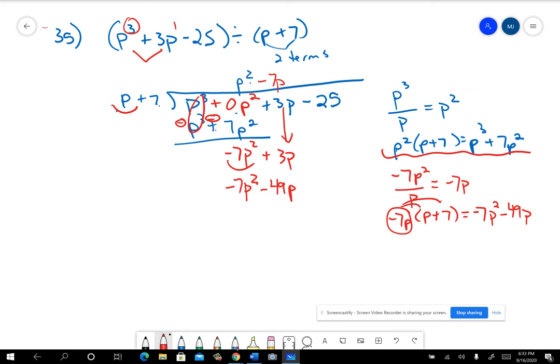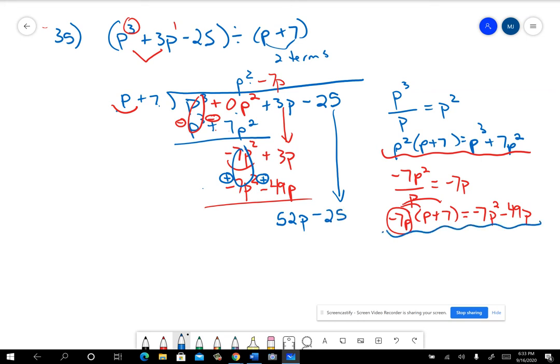Now we're getting ready to do the subtraction step. So that's when we're going to change the signs, because subtracting negative 7 would be adding. Subtracting negative 49 would be the same as adding 49p. So then the negative 7p squared and the positive 7p squared cancel out. And then you got to be careful and make sure you're focused on the new sign. So the positive 3 and the positive 49 become 52p, not negative 46. And then you bring down the next term, and this will be the last round.